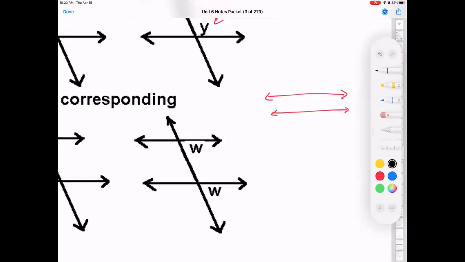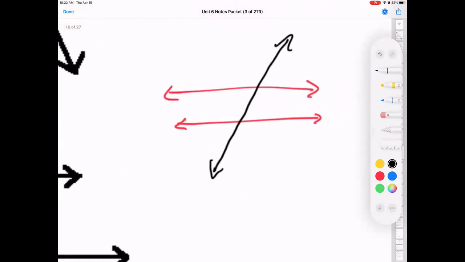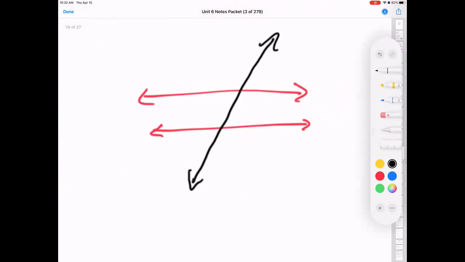And then we are slicing with a transversal. So we're going through here. And then what I want you guys to do is to try, if I were to say that this is 60 degrees right there, where should your corresponding angle be there? Go ahead, pause the video, try it out. Where should that corresponding angle be?